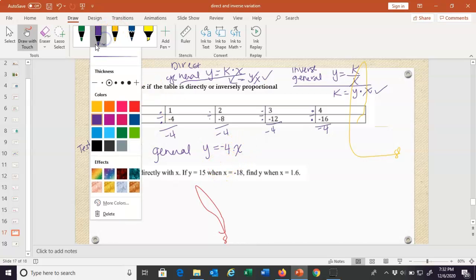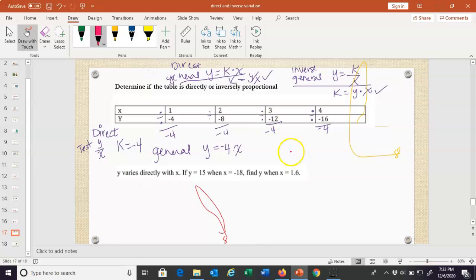If you want to, we can just confirm it's not inverse for fun. Why not? The inverse rule is k equals y times x. So we're going to multiply them. 1 times negative 4 is negative 4. 2 times negative 8 is negative 16. See, they're already different. 3 times negative 12 is negative 36. And yeah, so this is totally not inverse.